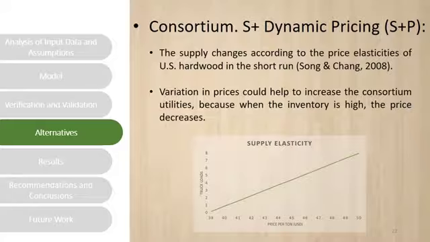Additionally, the logging operation supply changes according to the price elasticity of supply, as the reference and figure show. Finally, one important thing to mention is that this rule could help to increase the utilities of the consortium, because the wood average price will be lower than in the other alternatives.